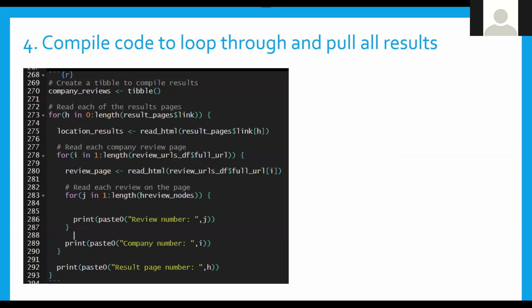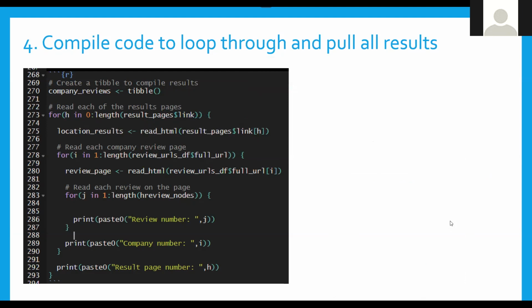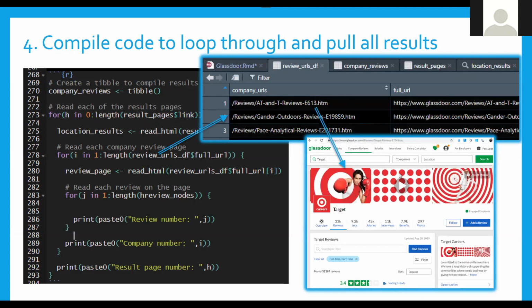Now we need to loop through that for every company, every review page, and every individual review. So this is kind of the outer loops that you would use to pull all of the data at one time. So the first loop, we're looping through the result pages. So if you recall, we have links like this, which take us to the page listing all of those different companies. So that's this page. We then read each of those pages, and we want to look for all of the company review URLs. That looks like this. Remember that page is this company focused page.